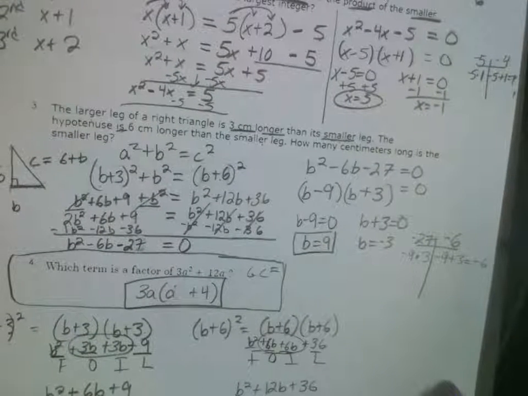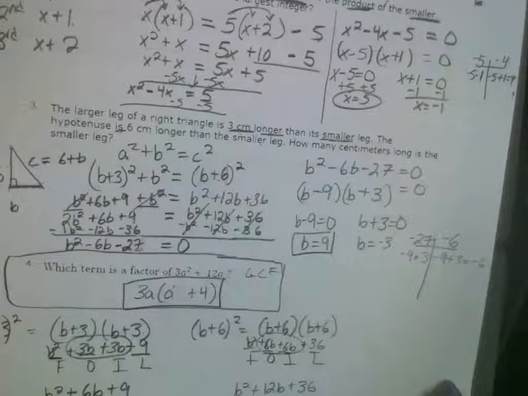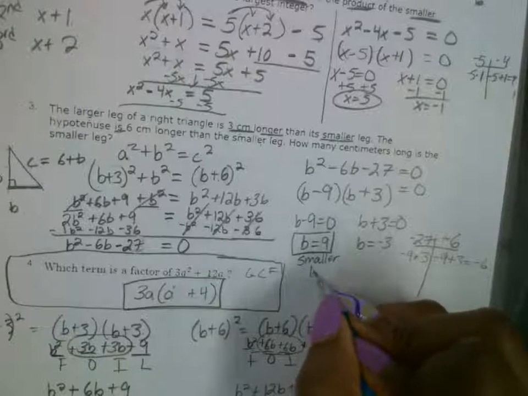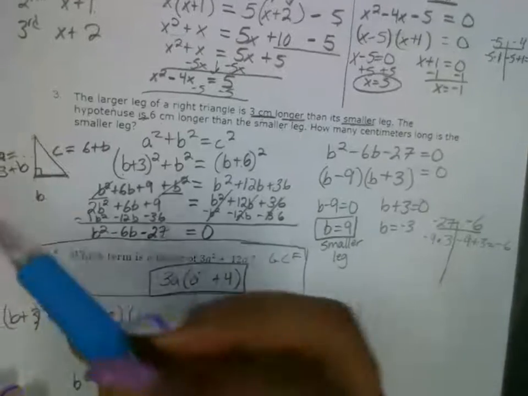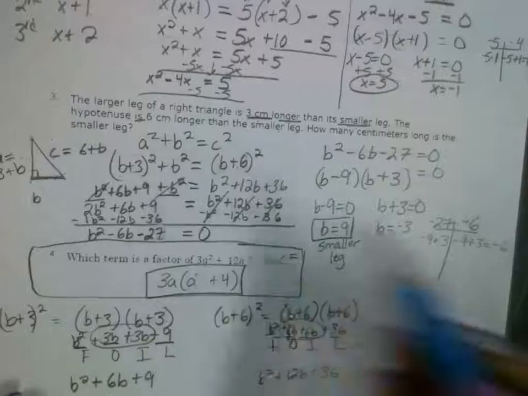So your answer is going to be 9. The smaller leg is 9. Okay, that makes sense. So that means A is 12, because you add 3. What's C then? 15. It's 15.